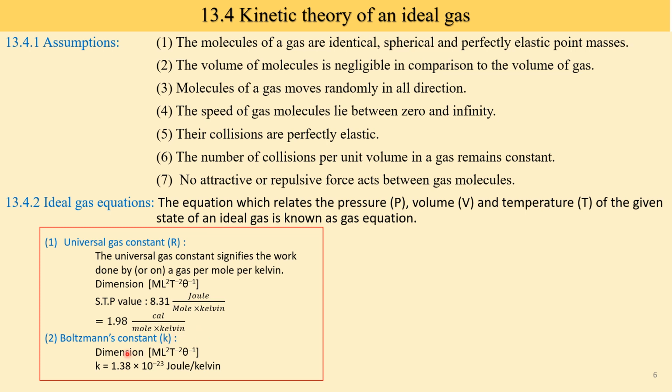The dimension of the Boltzmann constant is M L to the power of 2, T to the power of minus 2, and theta to the power of minus 1. So it has mass, length, time and temperature, where theta is temperature. The value of k is found to be 1.38 into 10 to the power of minus 23 joules per Kelvin.